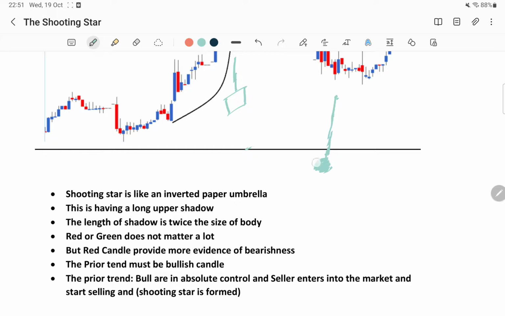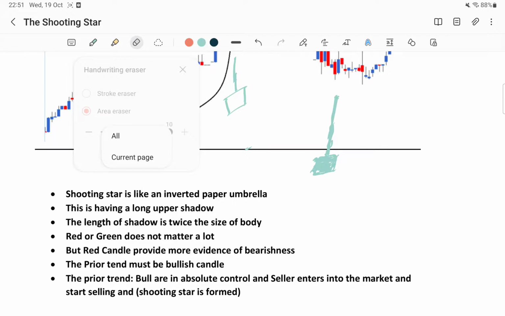Okay, so how does this shooting star look? You can see here the science behind the shooting star is basically this. There are many sellers who are trying to sell the stock, and due to that the shooting star is formed. So this is the logic behind the formation of a shooting star.